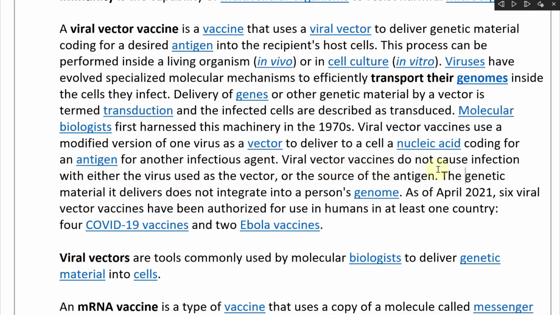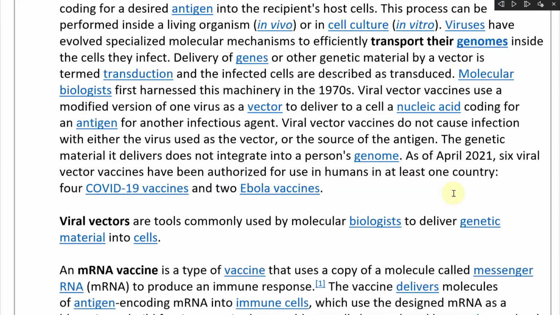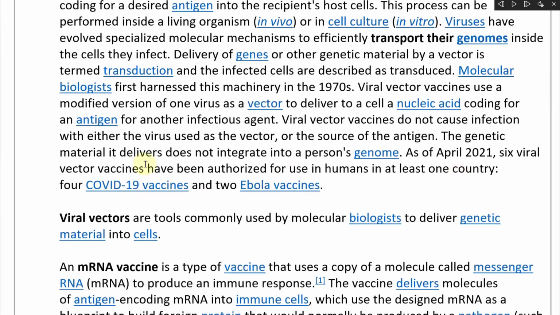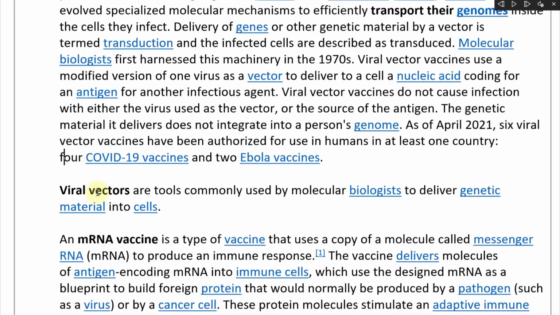So supposedly it does not cause infection. The genetic material it delivers does not integrate into a person's genome. As of April 2021, 6 viral vector vaccines have been authorized for use in humans in at least one country. So you have 4 COVID-19 vaccines and 2 Ebola vaccines. So yes, the new one's COVID-19, all of a sudden you've got 4 of those.